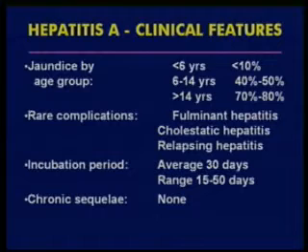Here's jaundice by age group, the clinical features. If you're less than 6 years old, the incidence is less than 10%. But if you're over 14, notice, 70 to 80% of folks will have jaundice. There's some very rare complications with fulminant or cholestatic or relapsing hepatitis. An incubation period, average 30 days, range 15 to 50 days, and no complications.